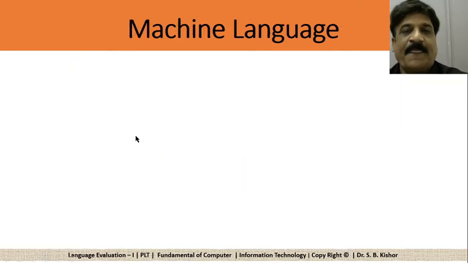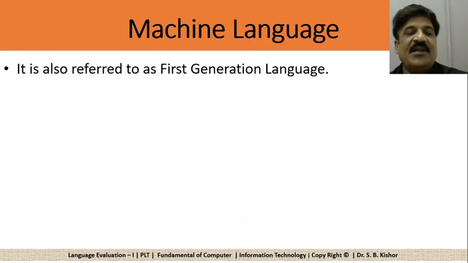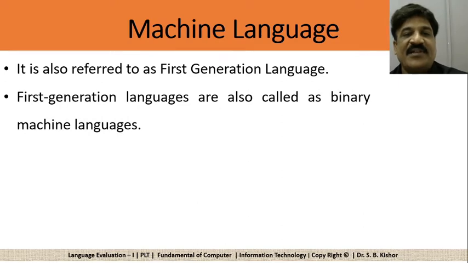Now we will start with machine language. It is also referred to as the first generation language that we already discussed. First generation languages are also called what? Binary machine language, because it uses the character set 0 and 1 in order to write any instructions. It uses only the 2 character set. Like in English, we are using what? Symbols from A to Z in order to write any instructions or steps. Similarly, in machine language, we have only 2 character set, that is 0 and 1, which are also referred to as what? Binary digits.